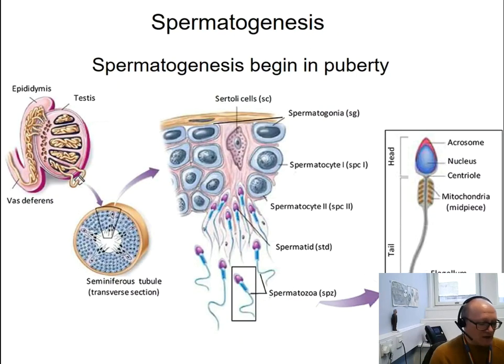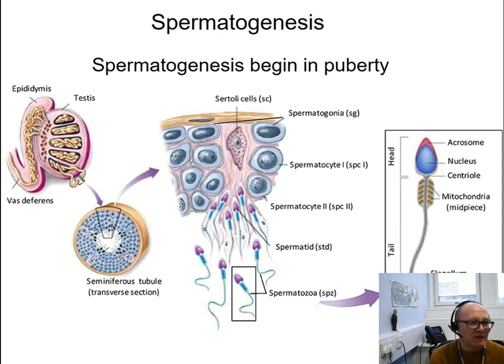So let's talk about the formation of the spermatozoa, which are the male's reproductive cells. This process is called spermatogenesis. Spermatogenesis starts to occur during puberty. So before puberty, obviously, this process is quiescent, so it's not working.